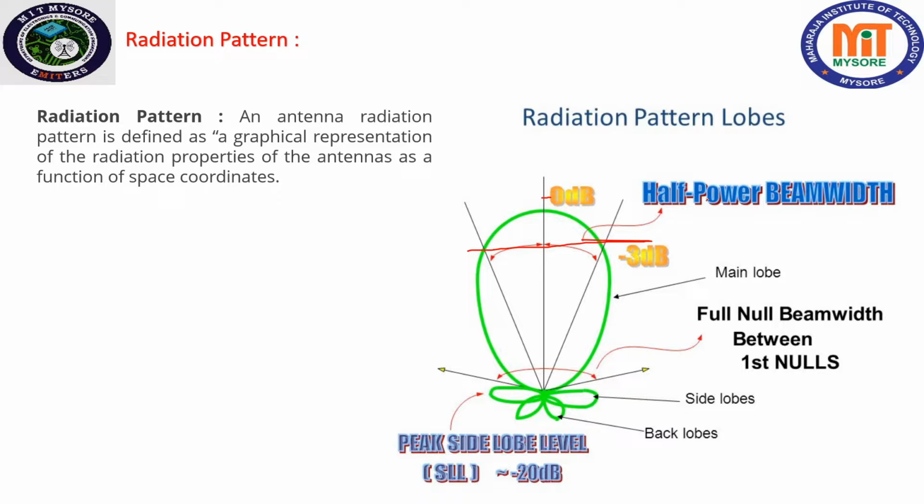In our experiment also, we are going to plot this radiation pattern, and using this radiation pattern we are going to find out the half power beam width for the particular antenna, either dipole or Yagi, and then use this parameter for the E plane as well as the H plane to calculate gain and directivity of the antenna. Okay.